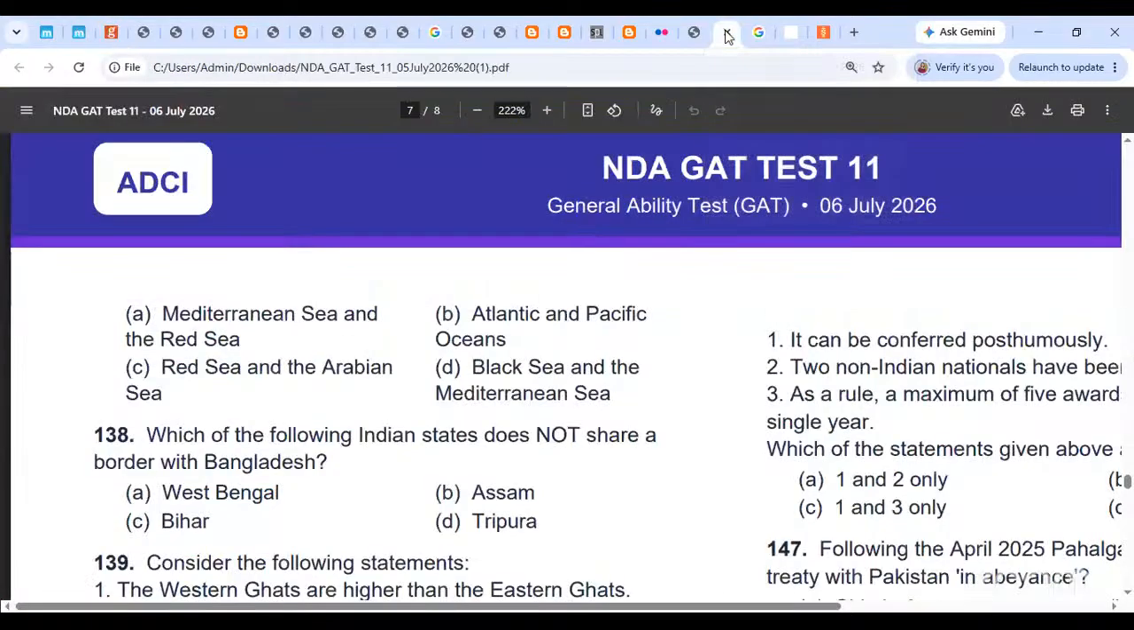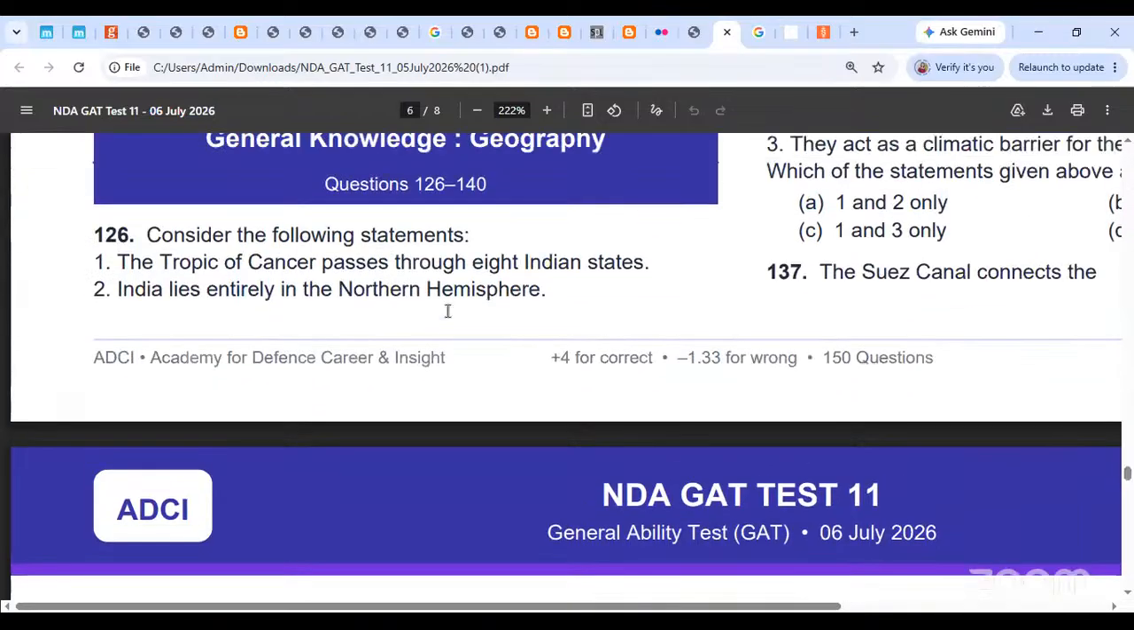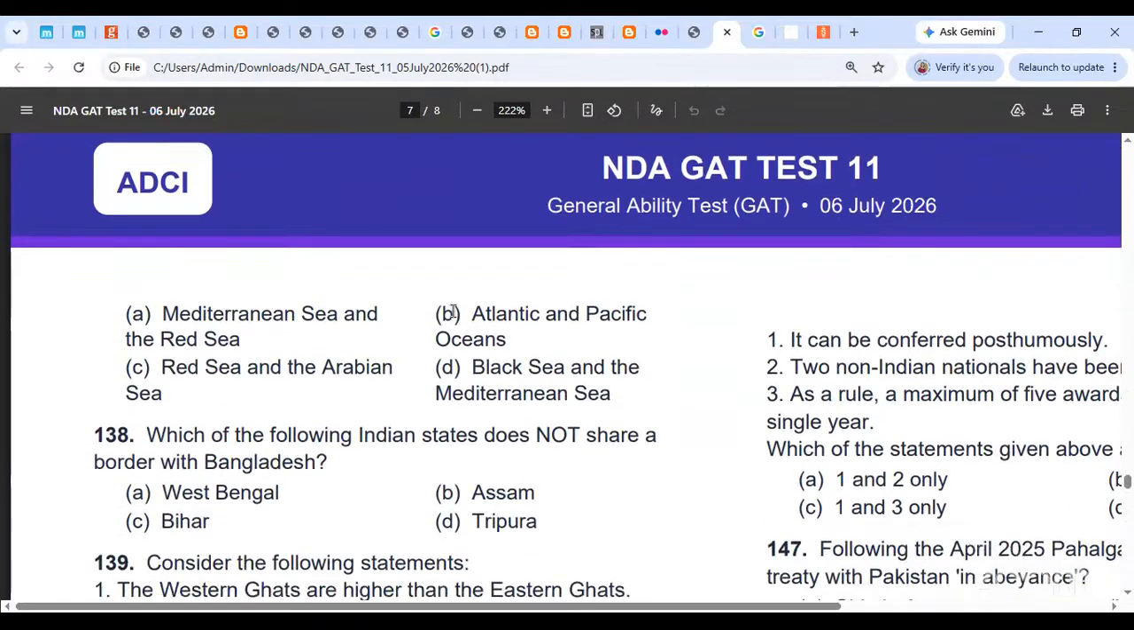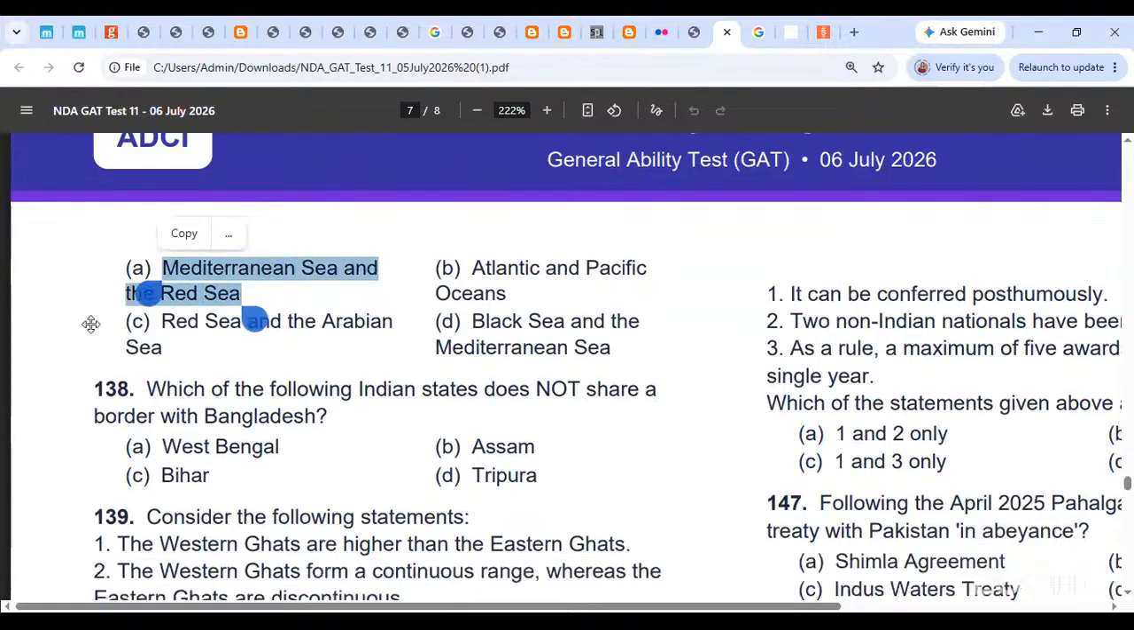Next, while we are here, we will also look at the rest of these places. We are saying the Mediterranean and the Red Sea are connected by the Suez. The answer for that question is that it connects the Mediterranean and the Red Sea. Now let's look at the rest of the options. You are saying we look at places that connect the Atlantic and Pacific Oceans.